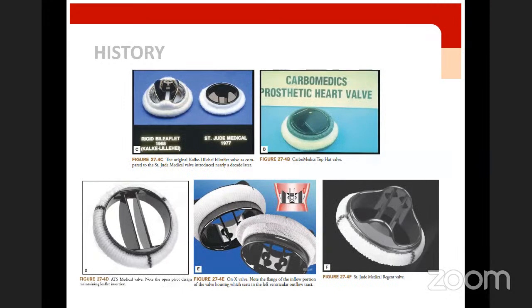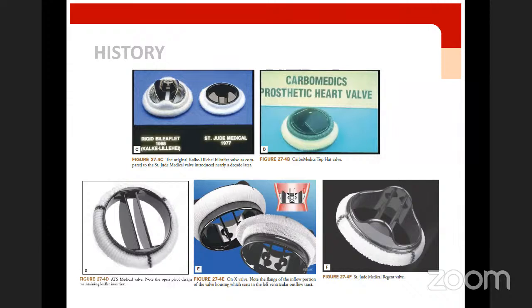The bileaflet models from all companies have undergone multiple modifications to their designs over the past 25 years. For example, the ATS has changed the pivot style into an open pivot design, allowing for more flexibility and possibly less noise. St. Jude Medical has changed the sewing ring to allow larger sizes to be implanted. The Sussler or top hat from Carbomedics also modified the sewing ring so that the valve can be implanted in a supra-valvar position.